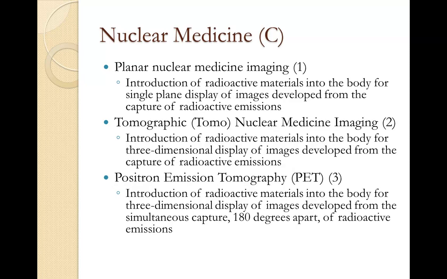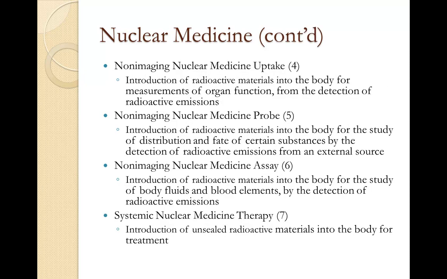All right, our next section is nuclear medicine, section C. Here the fifth character specifies the radionuclide, or the radiation source that's used. And then again, your sixth and seventh characters are qualifiers. In this section, neither of those are used, so you end up with ZZ at the end of all of your codes. So here we have planar nuclear medicine imaging, we have the tomo scans, the PET scans, we have non-imaging nuclear medicine uptake, probe, and assay, and then we have systemic nuclear medicine therapy.